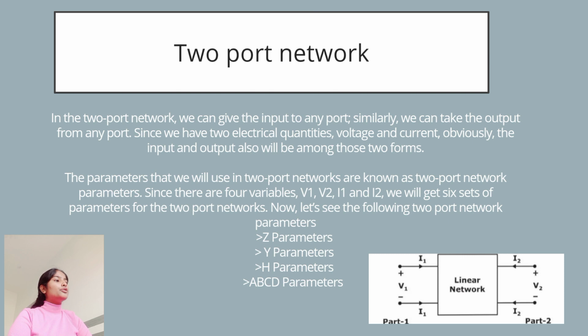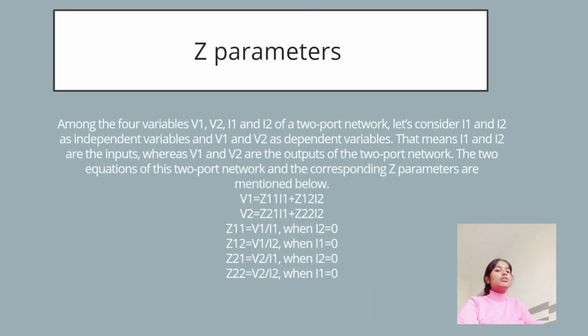Now let's see the two-port network parameters: Z parameters, Y parameters, H parameters, and ABCD parameters. Z parameters. Among the four variables V1, V2, I1, I2 of the two-port network, let's consider I1 and I2 as independent variables and V1 and V2 as dependent variables. That means I1 and I2 are the inputs, whereas V1 and V2 are the outputs of the two-port network. The two-port equations of this network and the corresponding Z parameters are mentioned below.